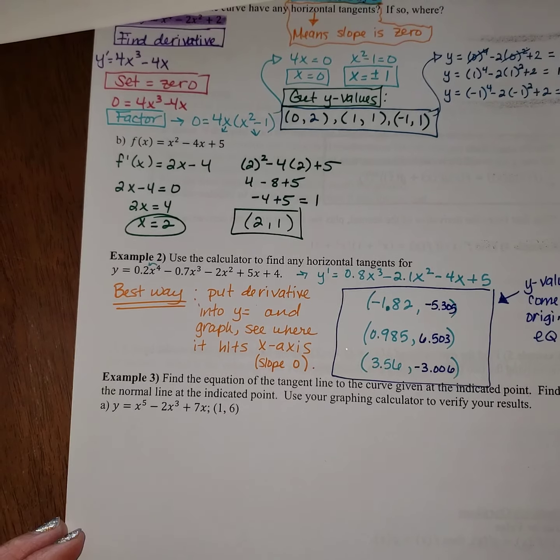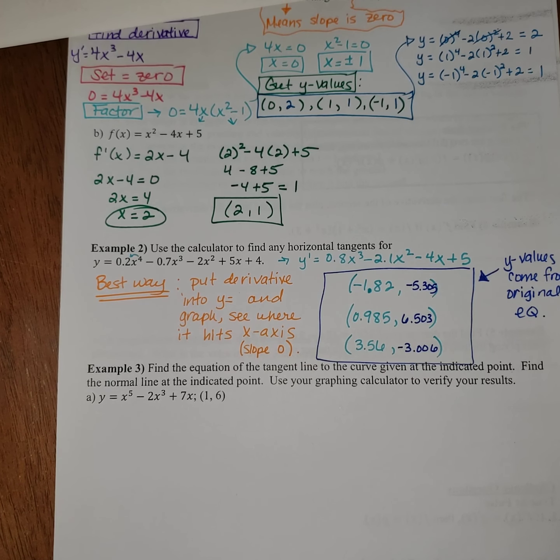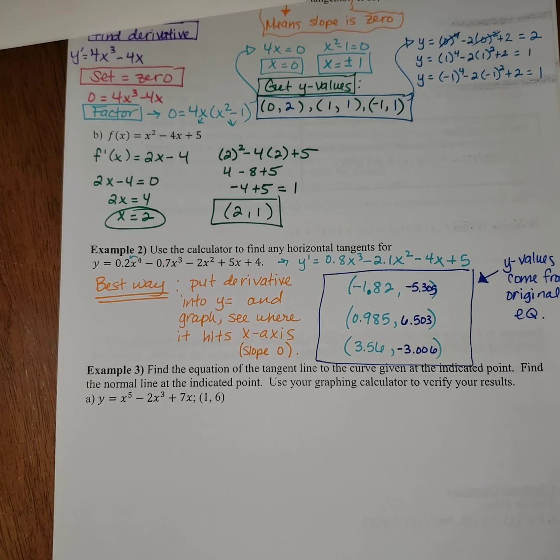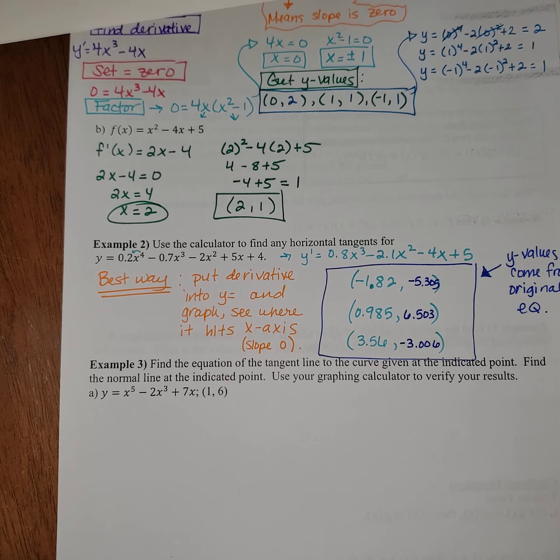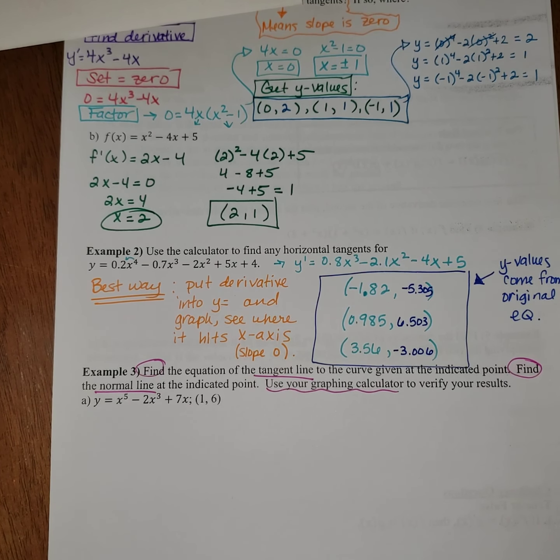All right, example 3, it says find the equation of the tangent line to the curve given at the indicated point. Find the normal line at the indicated point. Use your graphing calculator to verify your results. Okay, so this one we're mostly using our hands to get the answer. We are finding the equation of the tangent line. We are finding the equation of the normal line. And then we're going to use our graphing calculator to verify what we get. So first off, we need to find the slope of this equation so that we can find the tangent line.